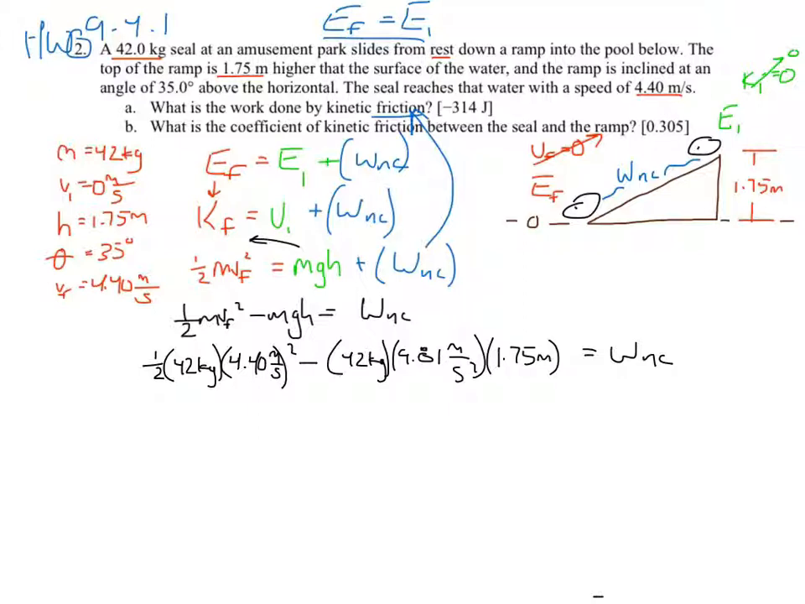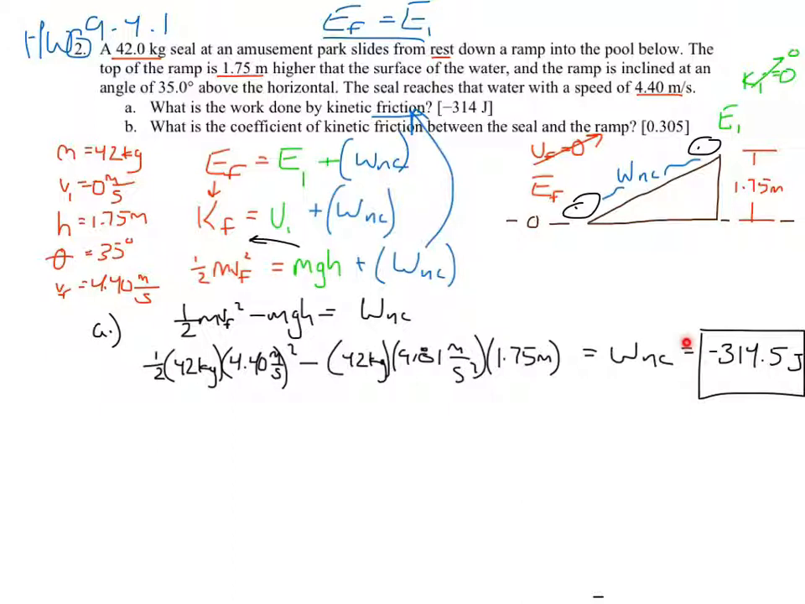What does that come out to? Well, I don't know about you, but I get negative 314.5 joules. That's probably too many significant digits right there, but 315 joules. That's our answer for part A. All right, that's how much non-conservative work that friction does against the seal right there, or against whatever is sliding down the ramp right there. All right, so that is the non-conservative work.